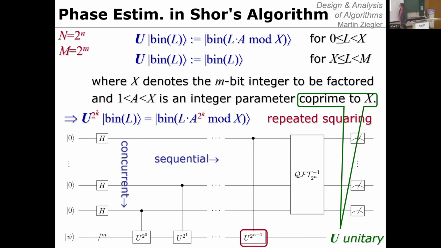So what is U to the k, or U to the 2 to the k? That takes the basis vector L binary to the basis vector L times A to the k, or 2 to the k, modulo X. And this is, by repeated squaring again, something we can write more efficiently than just writing U times U times U.